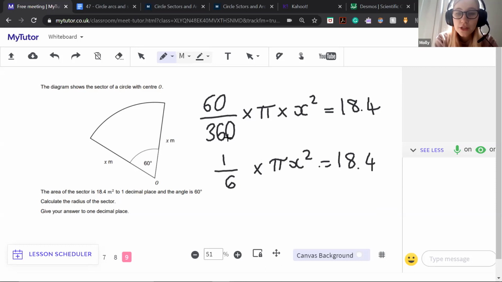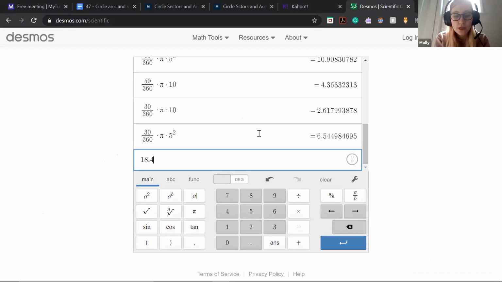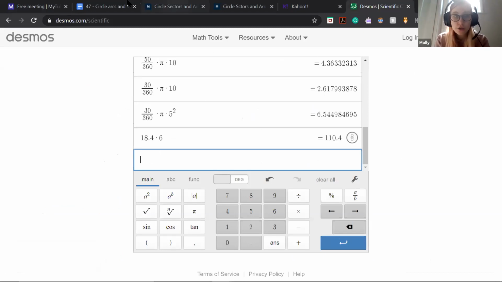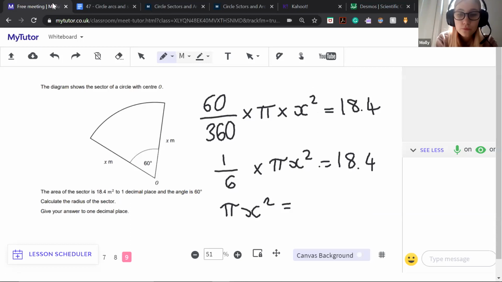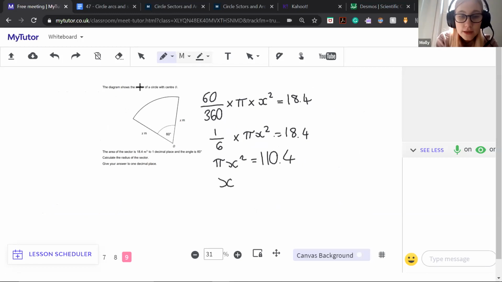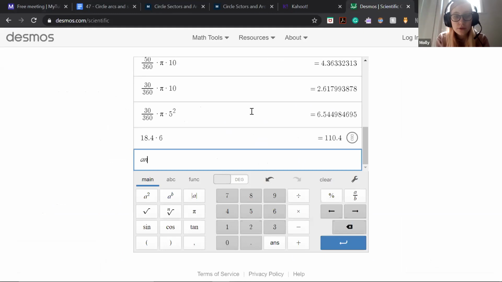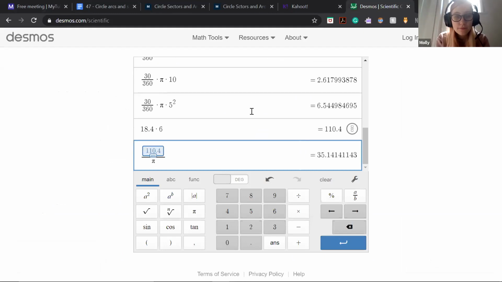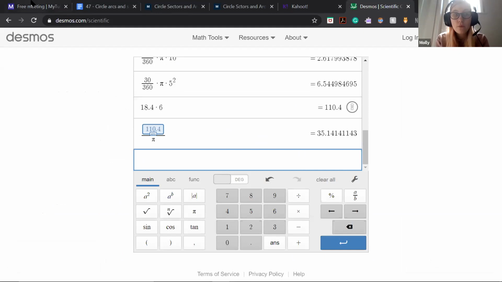So now we just rearrange. What I would do is multiply both sides by 6, because then we can see pi x squared equals 18.4 times 6, 110.4. Then divide both sides by pi to get x squared. So 110.4 divided by pi, 35.14.